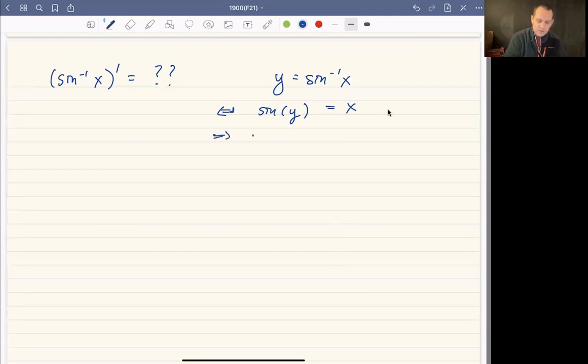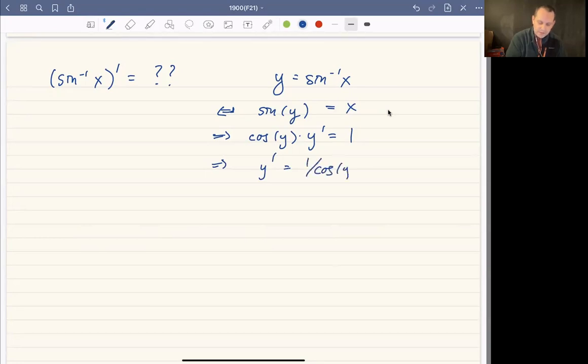This becomes cosine of y times y prime is equal to 1, because we're differentiating both sides with respect to x. So the derivative of sine of a function is going to be cosine of that function times the derivative of the inside. The derivative of x is just 1. And then this tells us that y prime, the derivative of inverse sine, in other words, is going to be 1 over cosine of y.